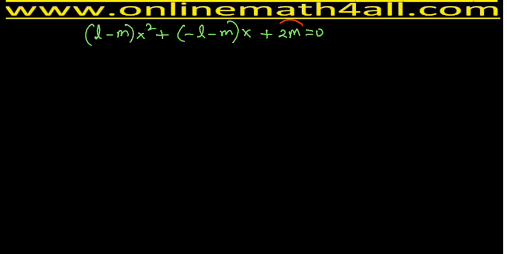So the quadratic equation we have now is (L − m) times x squared, negative (L − m) times x, positive 2m, equal to 0. This is the quadratic equation we have on our previous page. Whenever we solve any quadratic equation by the method of factoring, we have to multiply the constant term by the coefficient of x squared.